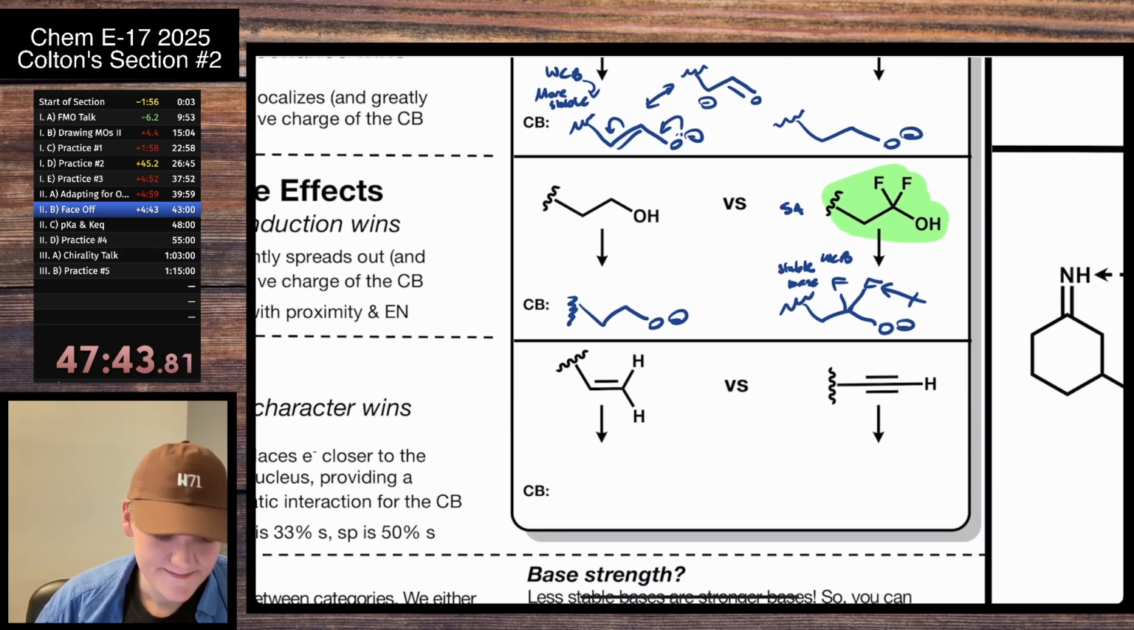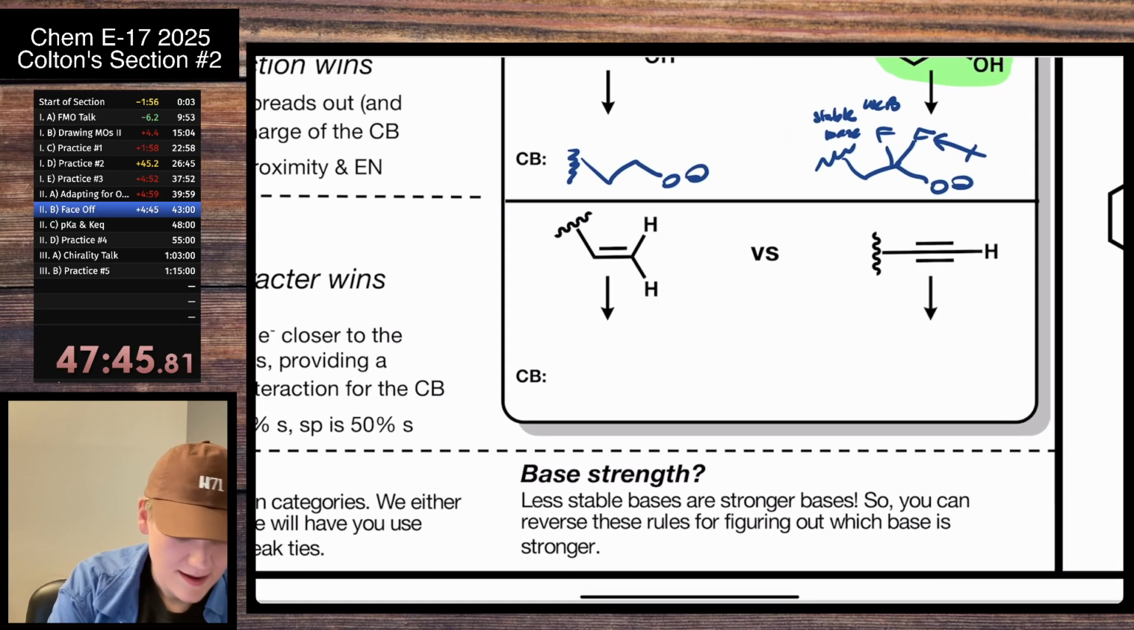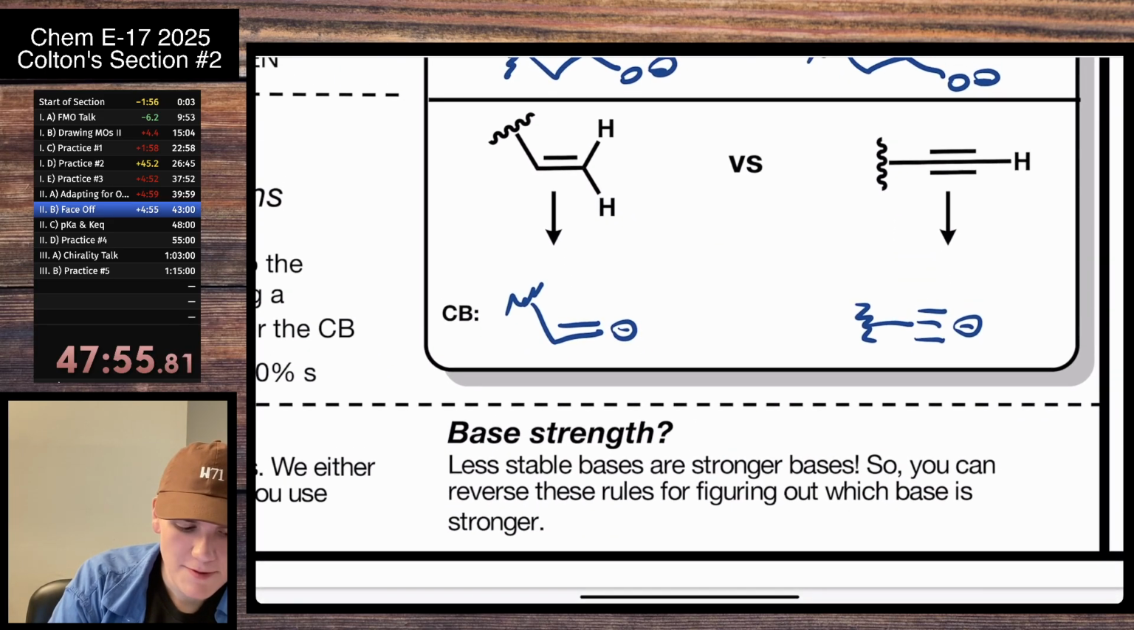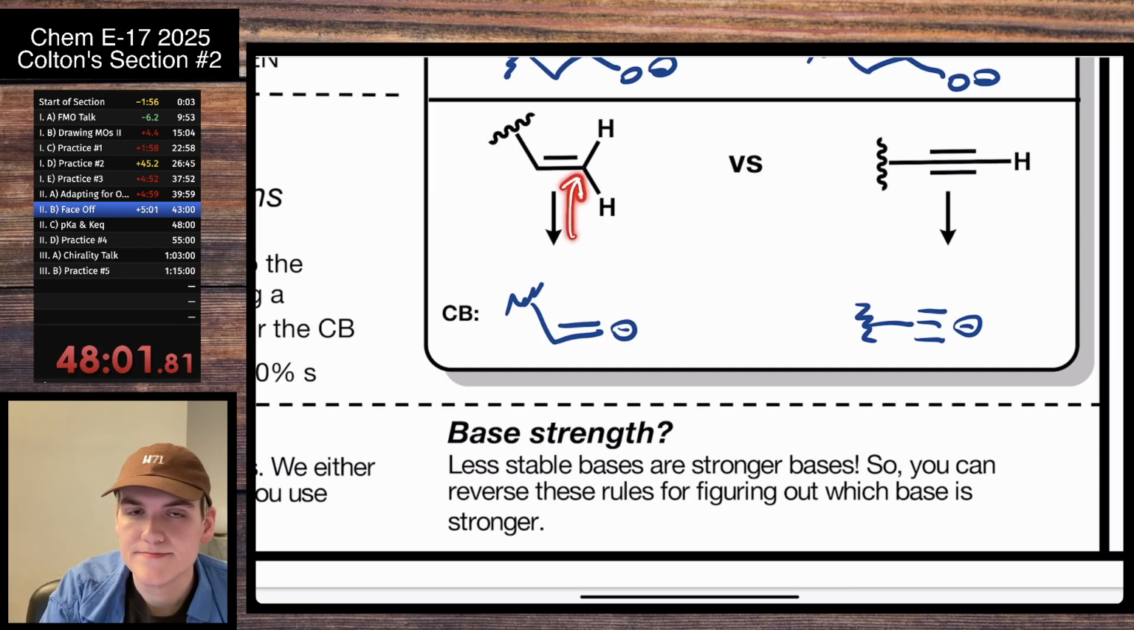And last one here. If we draw our conjugate bases, we have a negative charge on carbon in both cases. But what's the hybridization of this atom right here? How many electron domains does it have for the carbon?